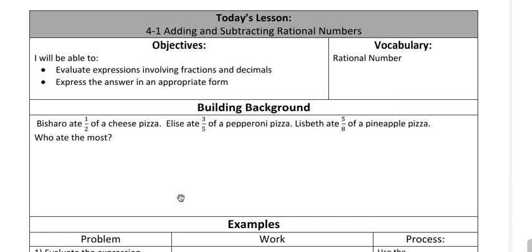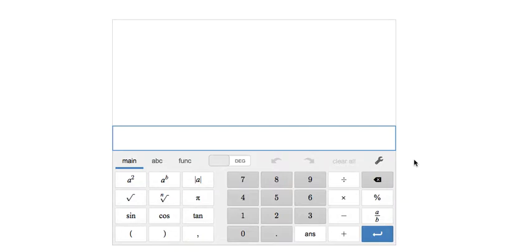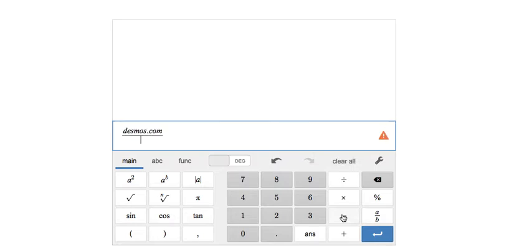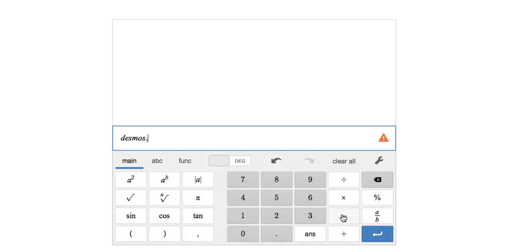For one, adding and subtracting rational numbers, you want to make sure that you have your Desmos calculator handy. So this is on desmos.com/scientific. Okay, so make sure you have that. Desmos.com, I can't do a slash because that makes it dividing, and then the scientific calculator. That's what I'm going to be using during this video, and I'm going to show you how to do fractions on it, and decimals, so you might want to have that ready to go.